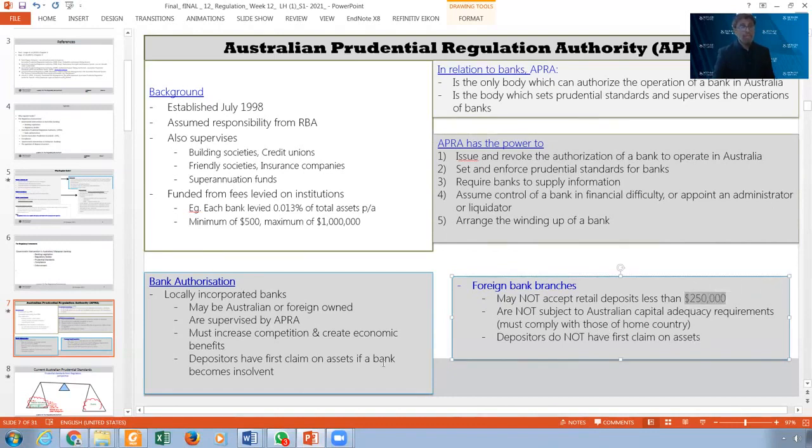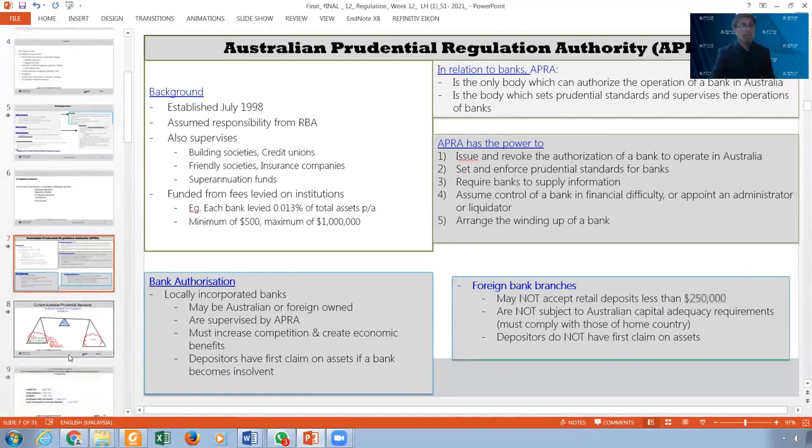As you know, in this country we have a lot of foreign banks, and also we have foreign banks that are incorporated here. Now, this is different. If it is incorporated here, it becomes like a Malaysian bank with foreign ownership.